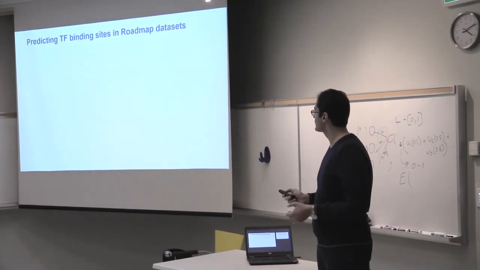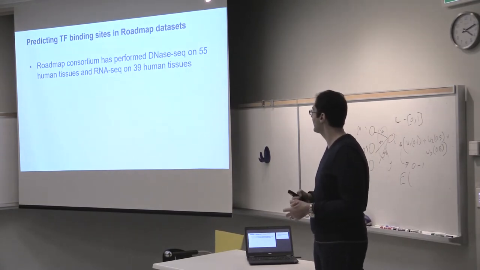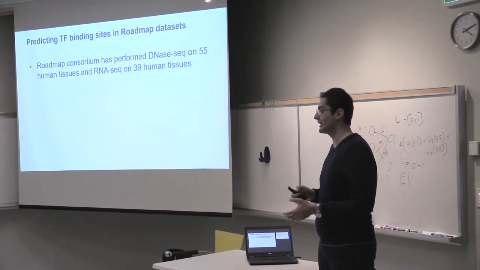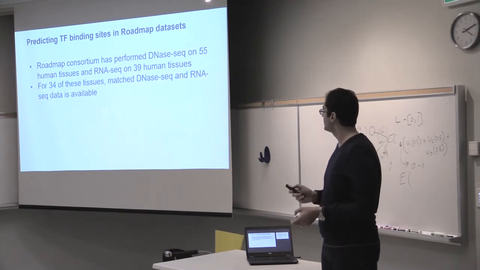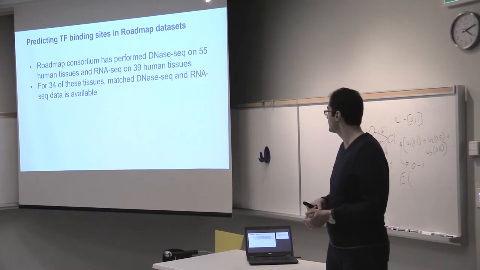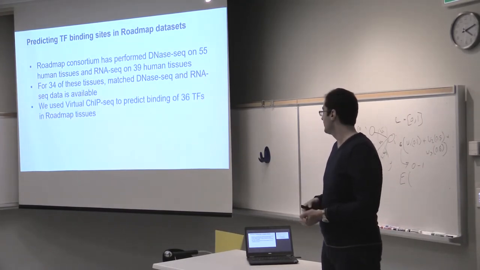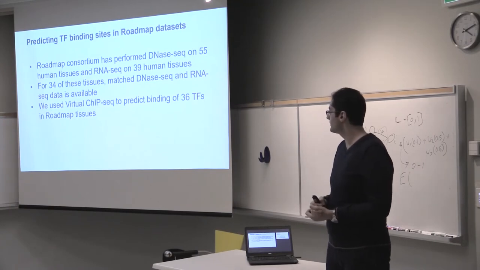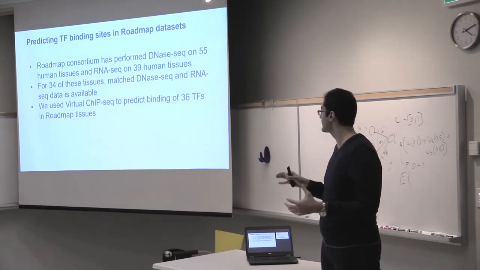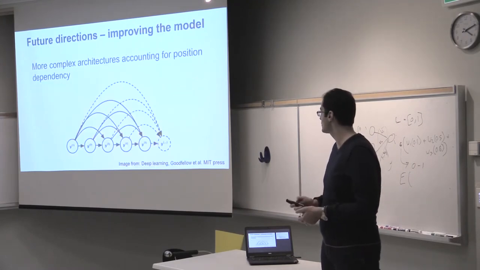And what we do next is look at the Roadmap data, where we have DNA-seq and RNA-seq on many human adult and embryonic tissues. For 34 of these tissues, which had matched DNA-seq and RNA-seq, we predicted binding for the 36 factors that had a Matthews correlation coefficient of more than 0.3, and we will provide these as a publicly available resource that can help us study the non-coding genome.